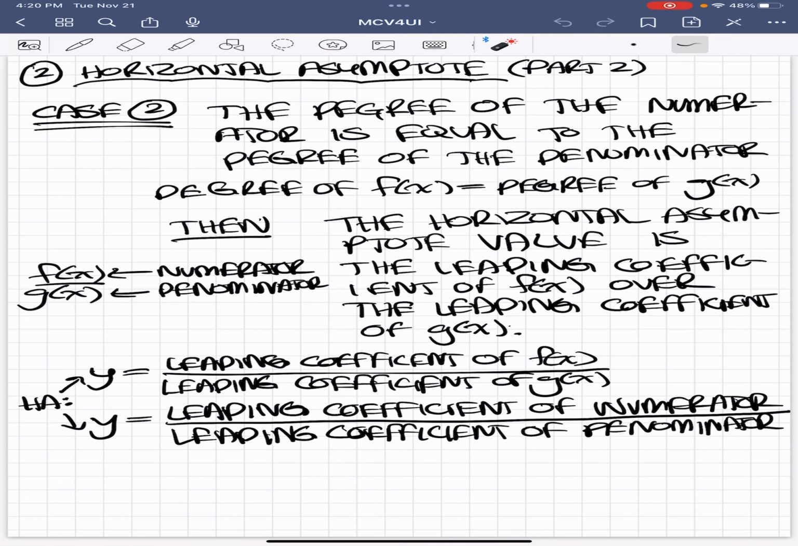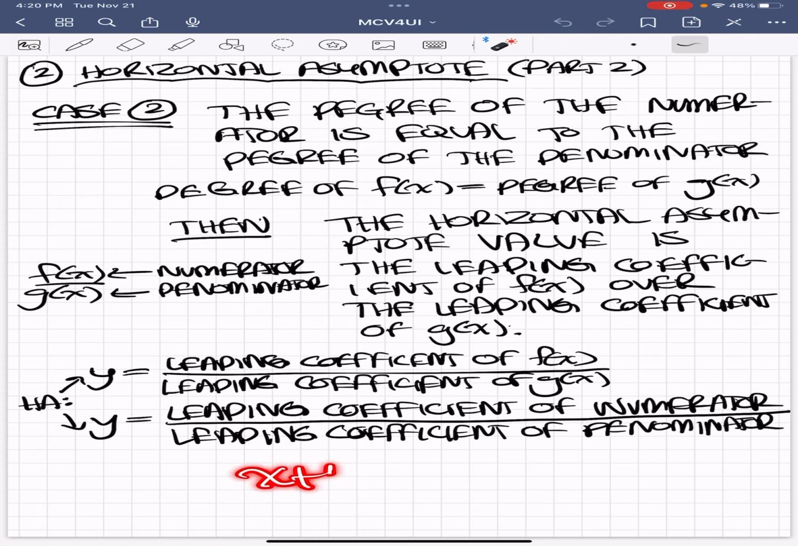Moving on. The degree of the numerator is equal to the degree of the denominator. The degree of f of x equals the degree of g of x. Then the horizontal asymptote is the leading coefficient of f of x over the leading coefficient of g of x. F of x is the numerator, g of x is the denominator. And then the HA is y equals the leading coefficient of f of x over the leading coefficient of g of x. Or, if you would prefer different terminology, it's y would equal the leading coefficient of the numerator over the leading coefficient of the denominator.